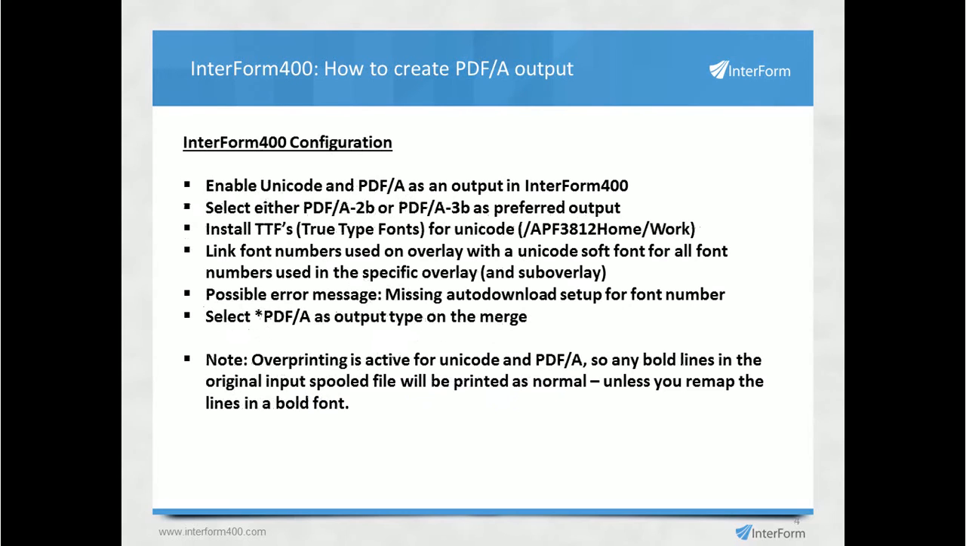When we actually want to create PDF-A files with InterForm400, there are a couple of things that we need to configure, and I've listed them here. First of all, we need to go through the configuration menu of InterForm400 and enable Unicode. We also need to tell InterForm if we want to create PDF-A 2B or 3B files.